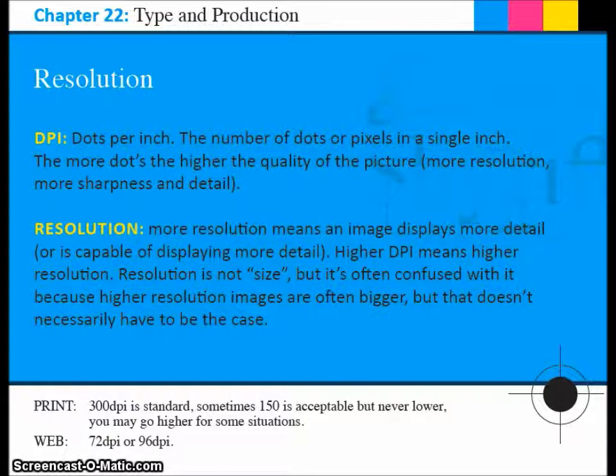Generally, for print, 300 dots per inch is standard. Sometimes 150 is acceptable, but never lower, or your photo could come out blurry. For the web, it's generally 72 dots per inch or 96 dots per inch, but that's because you're using memory and space to hold the photo.